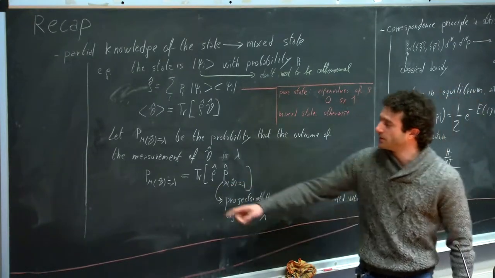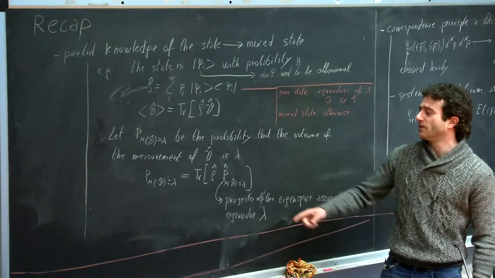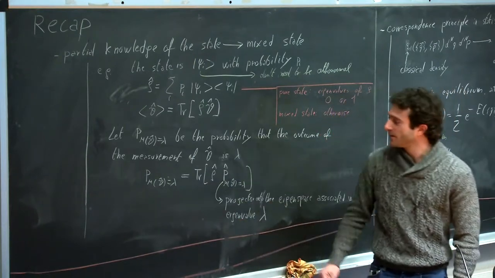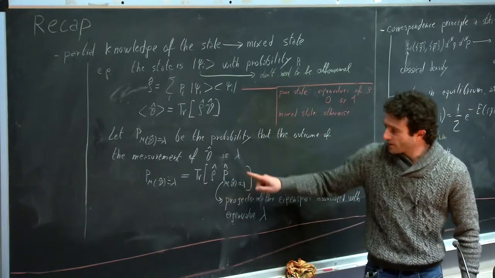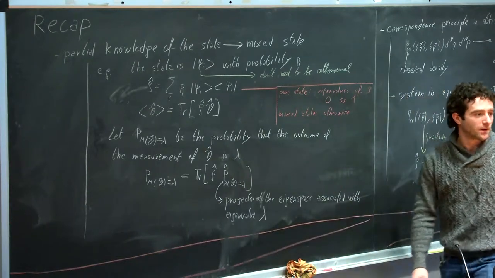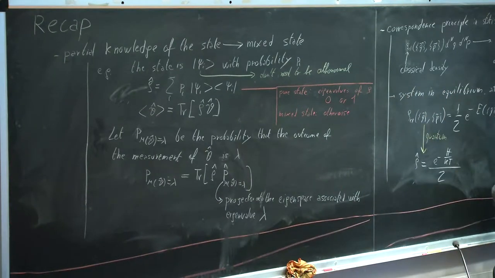In particular, if you're interested in the probability of the outcome of the measurement, then this is what you obtain. You see that the probability of a given outcome lambda can be written as the expectation value of the projector on that particular eigenspace, corresponding to that particular eigenvalue. Okay, this was just an introduction to the density matrix formalism.